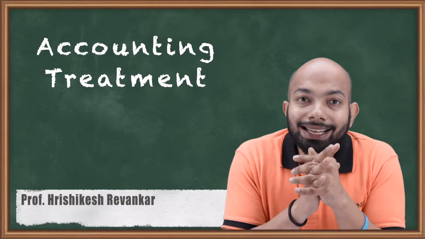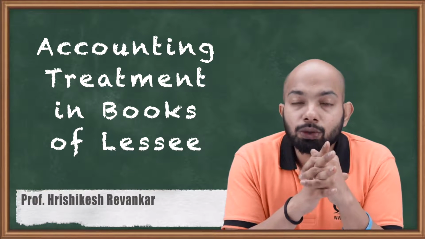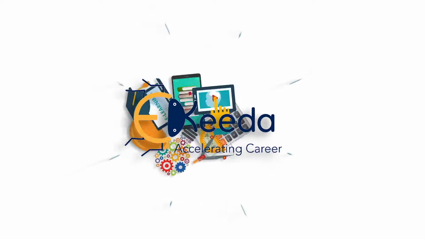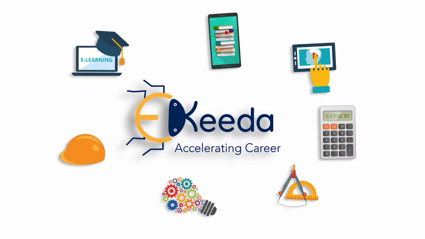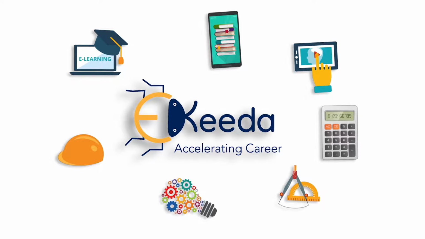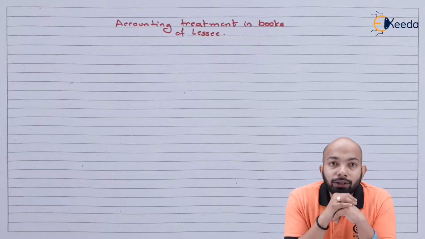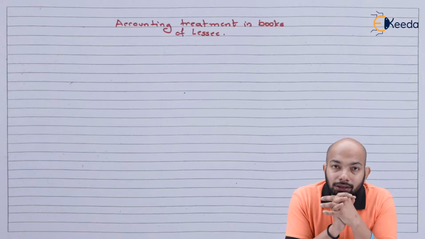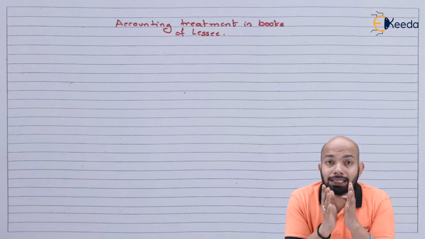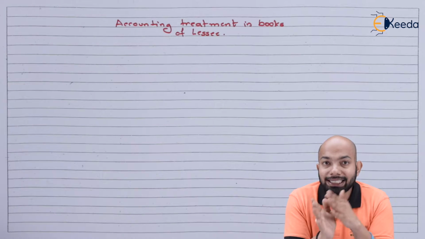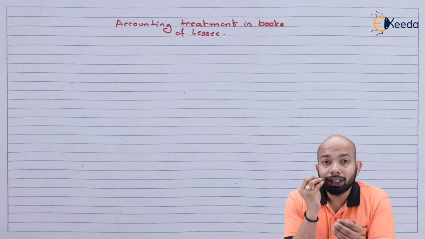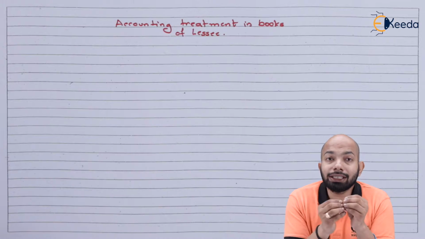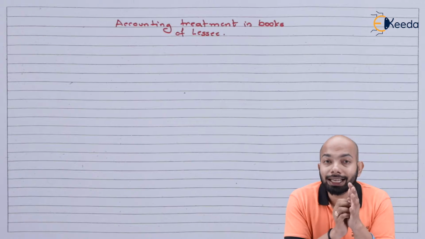Hello friends, we'll be discussing the journal entries that we have to pass when it comes to accounting treatment. When we speak about accounting treatments, we need to pass certain journal entries because this is about transfer of rights, receiving payments, making expenses, etc. Each of these will have certain details. Let's figure out what exactly we have.